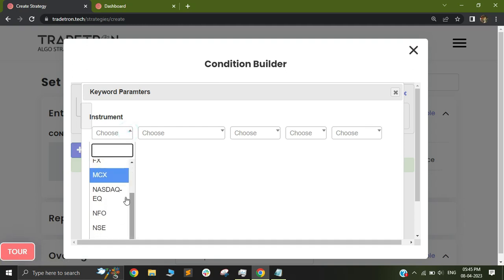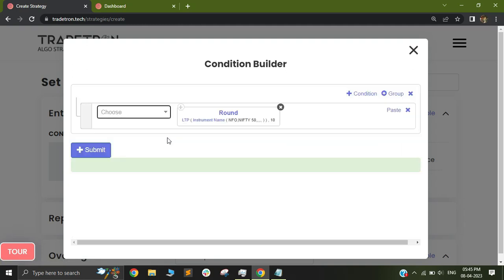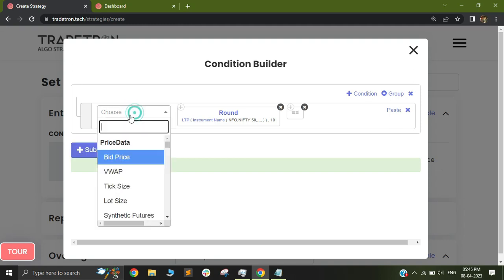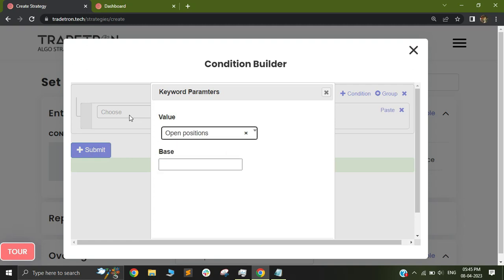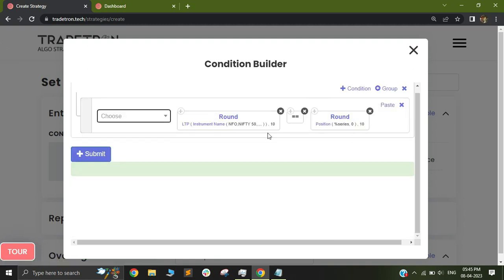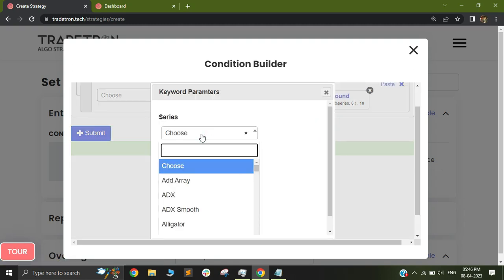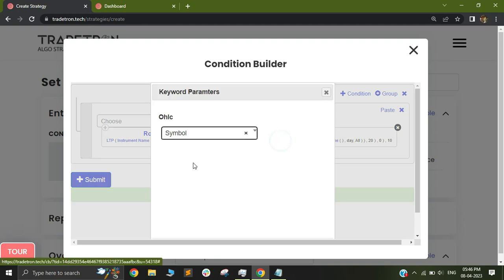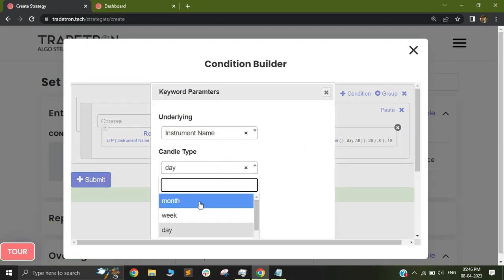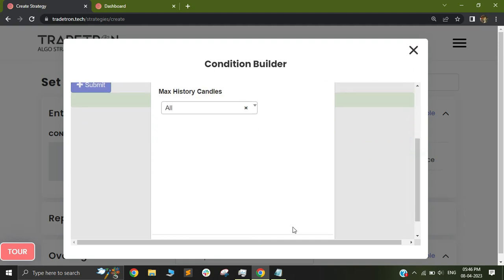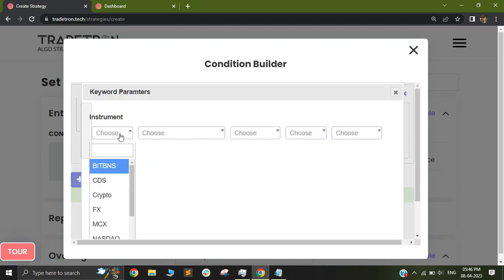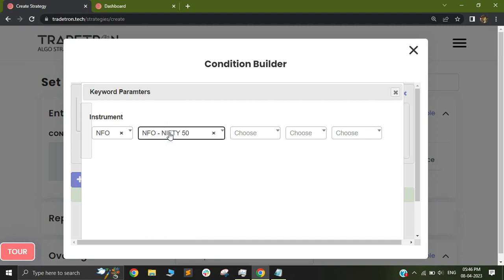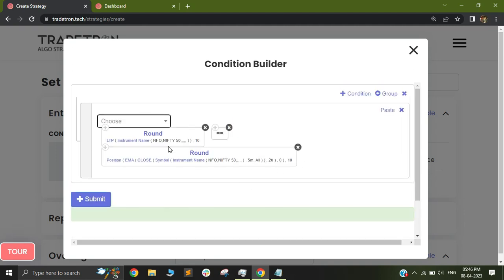Now I'll select my instrument, so I'll select NFO Nifty as my instrument. This round has to be equal to round, and in here I'll select my position keyword and my base will be 10. Again, I'm using the same base in both the places. In my position, I will select EMA. So I'll select the technical indicator that I'm looking at, and I'll select my candle type as 5 minutes, since I'm looking at a 5-minute candle, and I'll select my instrument name as NFO and Nifty 50. This way I can check if the rounded values of the LTP and the EMA are the same. In that case, I will take a trade.